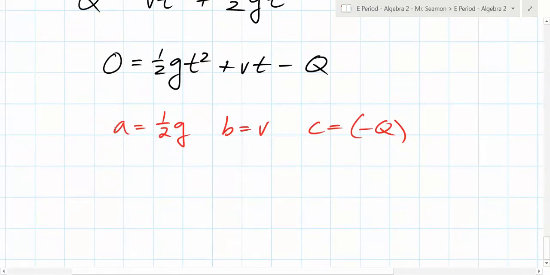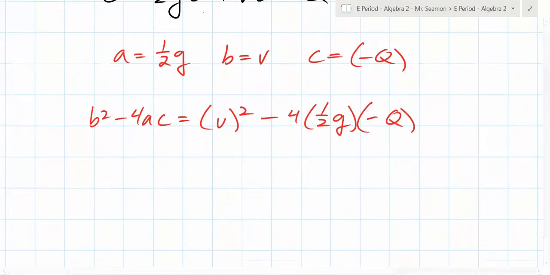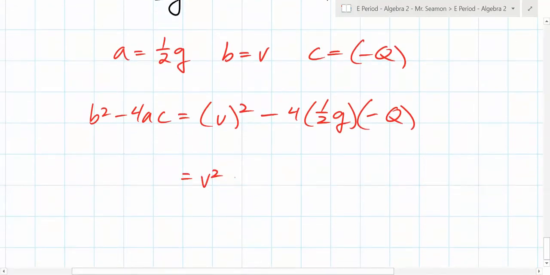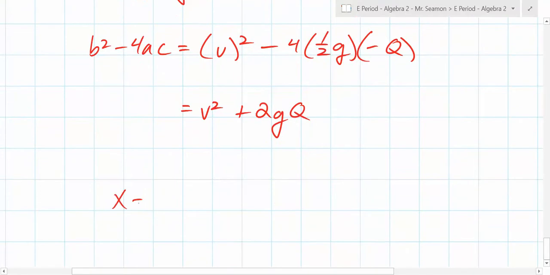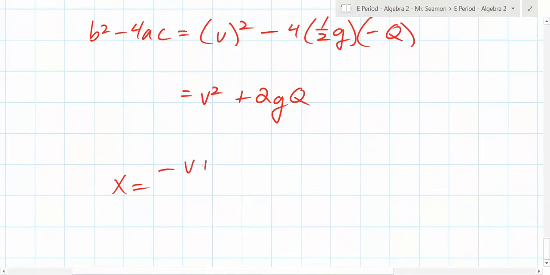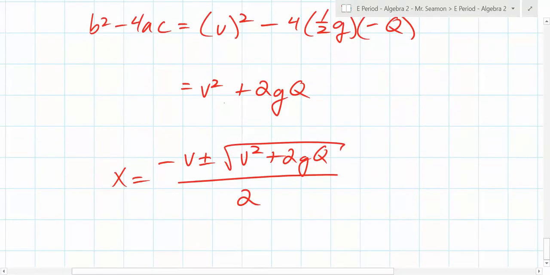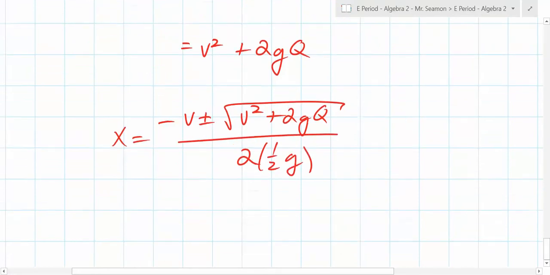So if you want to find the discriminant, remember, what is the discriminant? b squared minus 4ac. So that's v squared minus 4 times 1/2 g times what? What's a negative times a negative? So you end up with v squared plus 2gq. Because what's 4 times 1/2? 2. So that's your discriminant. So x is equal to negative b. What was b again? v. So it's negative v plus or minus the square root of this all over 2 times a. What is a? 1/2 g. There's only one thing you can do to simplify this. What's 2 times 1/2?